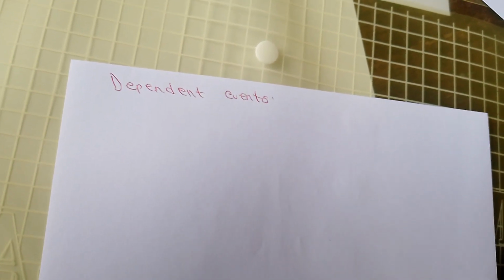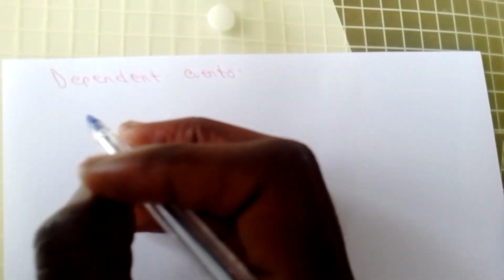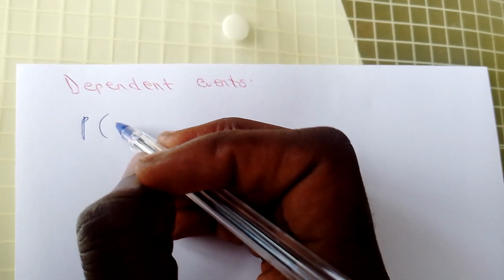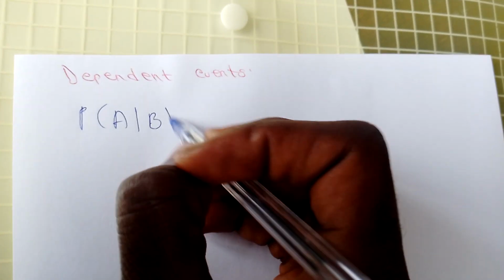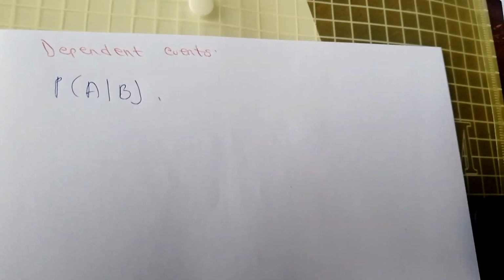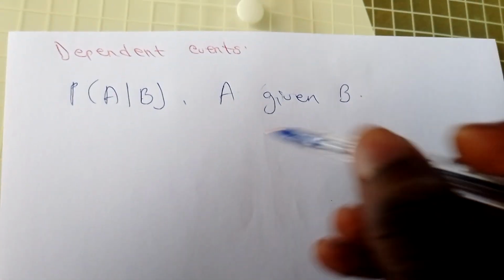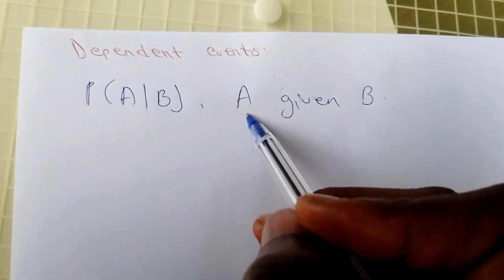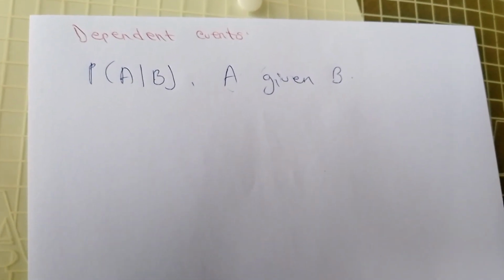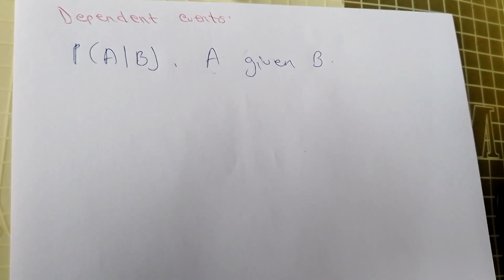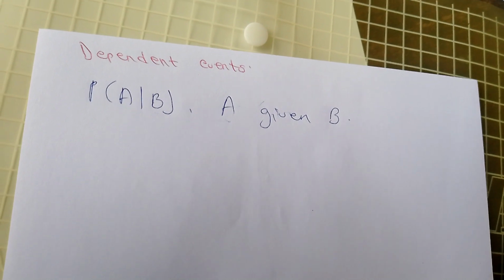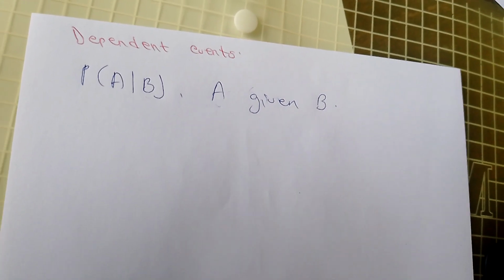For dependent events, we're saying that what happens in one affects what happens in the other, right? And there are notations for writing it. So you can write probability of A given B. You read it as probability of A given B. This means that B has happened already, and A is yet to happen. But now that we know that B has happened already, what will happen to A?